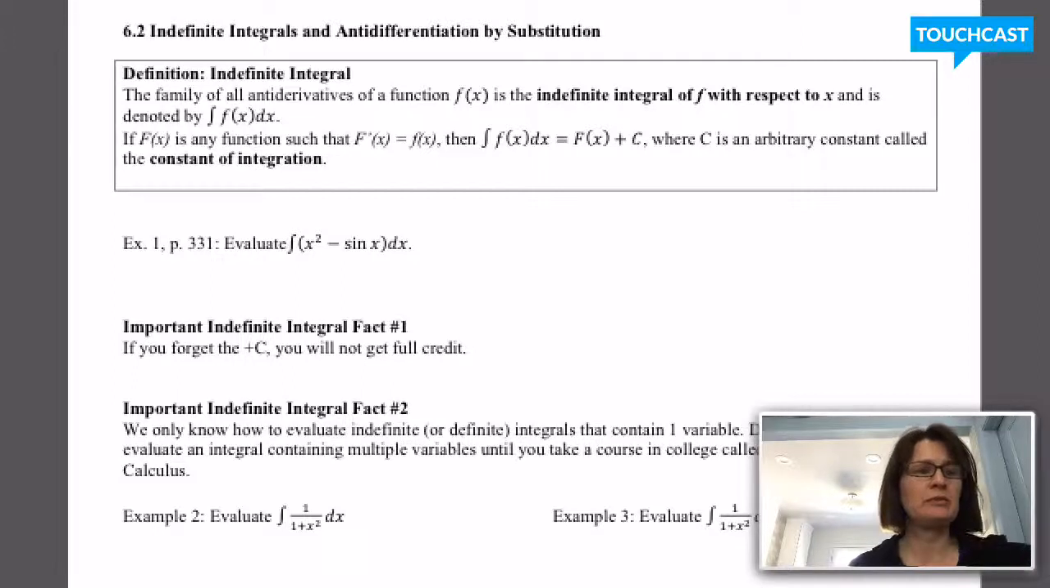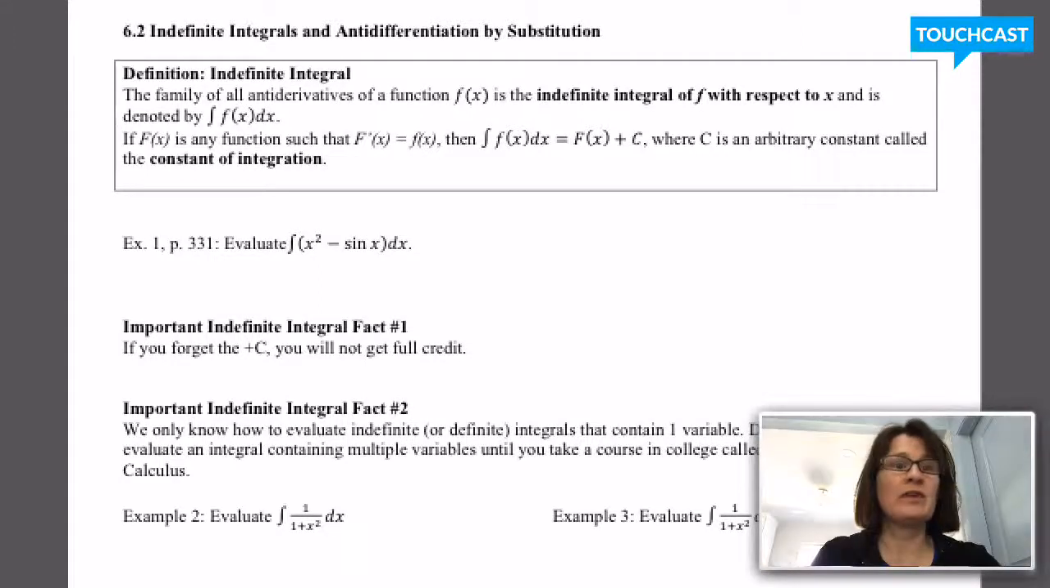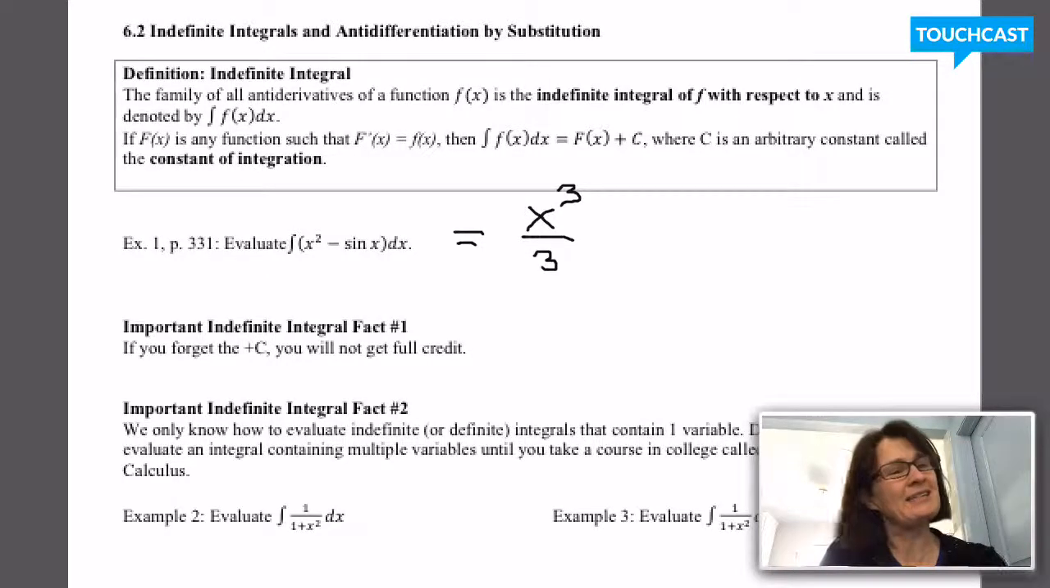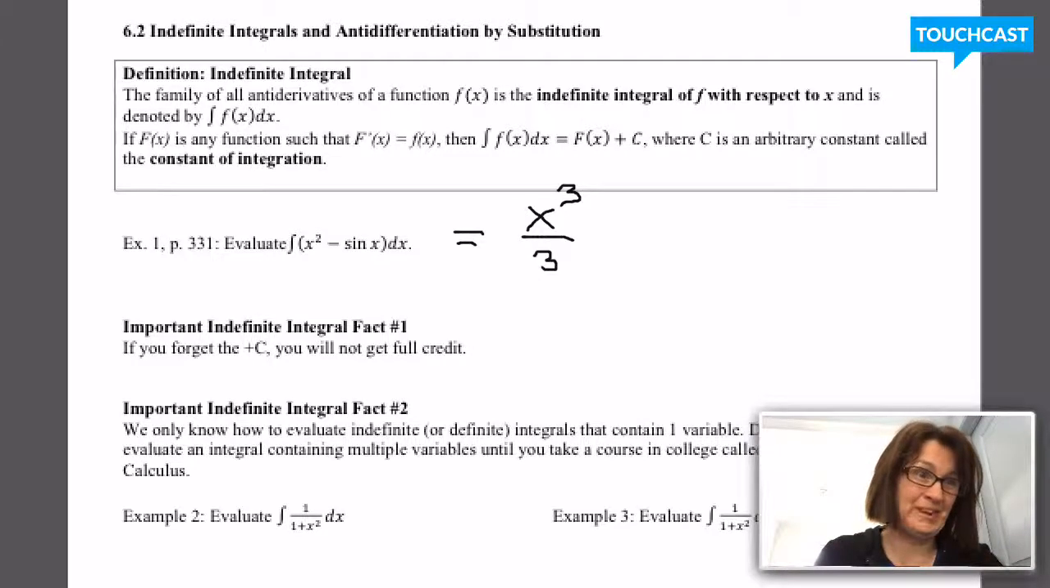So, for example, this first one, if I ask you to evaluate the integral of x squared minus sine x, what that means is find an antiderivative for x squared minus sine x. So I'm going to do that like this. For x squared, I'm going to add 1 to the exponent, x cubed, divide by the new exponent. Sine x, I'm going to have to think in my head, what would I take the derivative of to get sine x as the answer? Well, the derivative of cosine is negative sine, and that's actually what I have here, negative sine, so I'm going to say plus cosine of x.